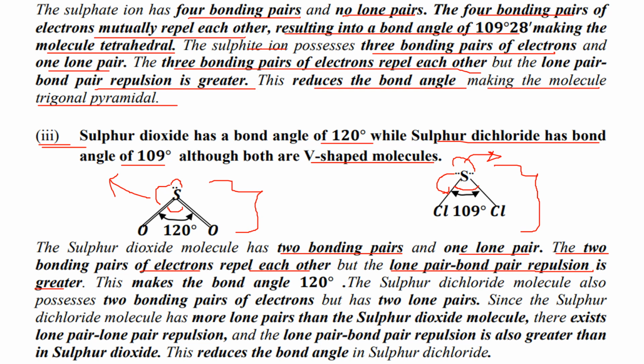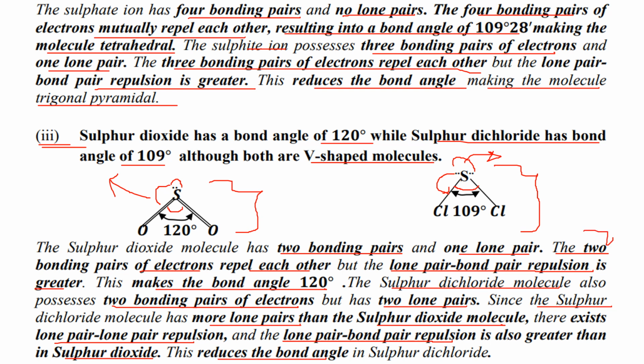And with that, you are going to say that this makes the bond angle 120 degrees. But in the sulfur dichloride molecule, we have seen that it has 2 bonding pairs of electrons, as well as 2 lone pairs of electrons. And with that, you are going to say that since the sulfur dichloride molecule has more lone pairs than the sulfur dioxide molecule, there is going to exist a lone pair to lone pair repulsion, and then a lone pair to bond pair repulsion, which is also greater than in sulfur dioxide. And with a combination of all those repulsions, this is going to reduce the bond angle in the sulfur dichloride.